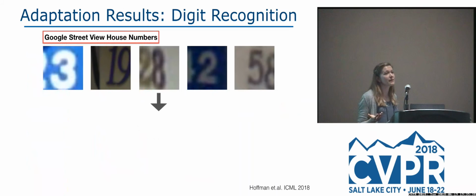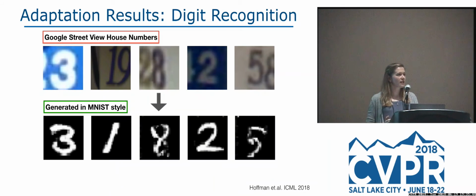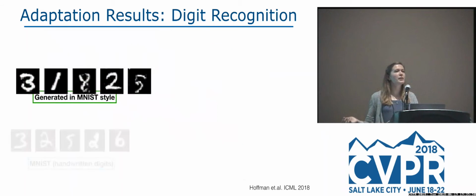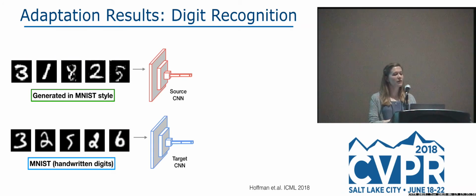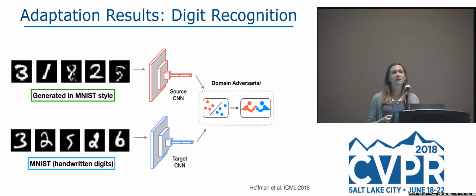And once we do that, we now can take these Google Street View images and we can generate images that retain the proper semantics and start to look like MNIST. Of course, they won't be perfect replicas of MNIST. There'll still be some misalignment with the true digits. And so then we further can combine this with the representation space alignment that I mentioned earlier.